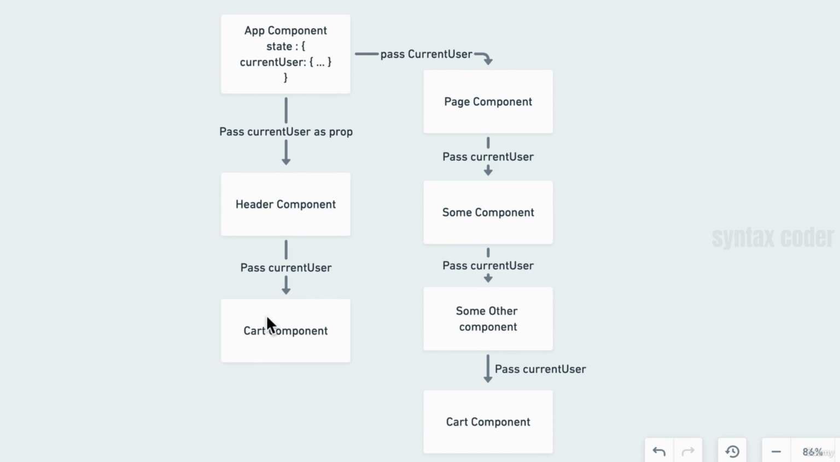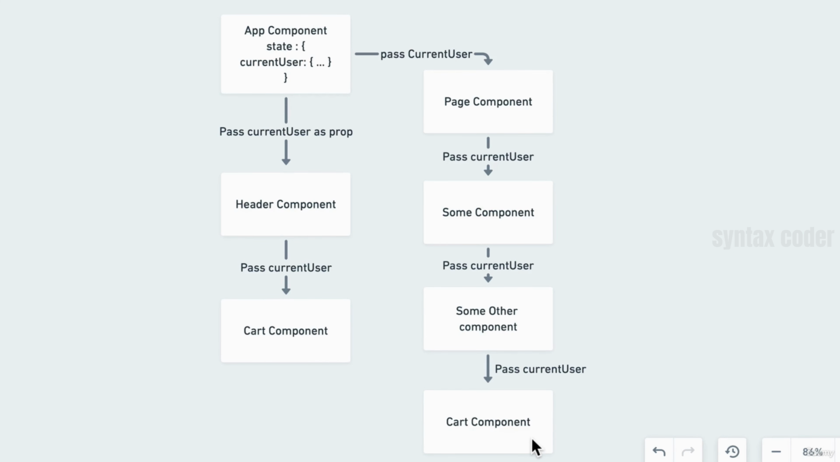So why don't we make it so that the cart component is also listening for the current user, and then they store the state locally? And then that would avoid this problem. Well, the issue with doing it that way is that anywhere we have that cart component, it suddenly has its own state of the current user.